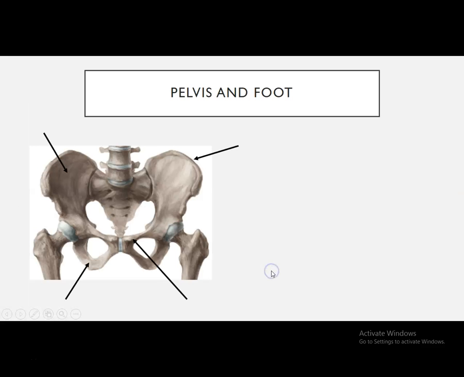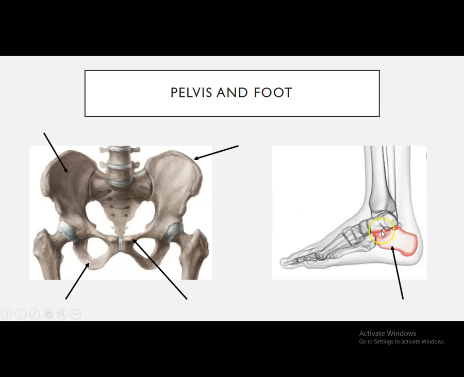Now, for the pelvis, we need to know specific bones of the pelvis. Remember, these are three bones fused together, so have a go at that. And we've also got the heel bone as well. What is that called? So can you pause this and give it a go?